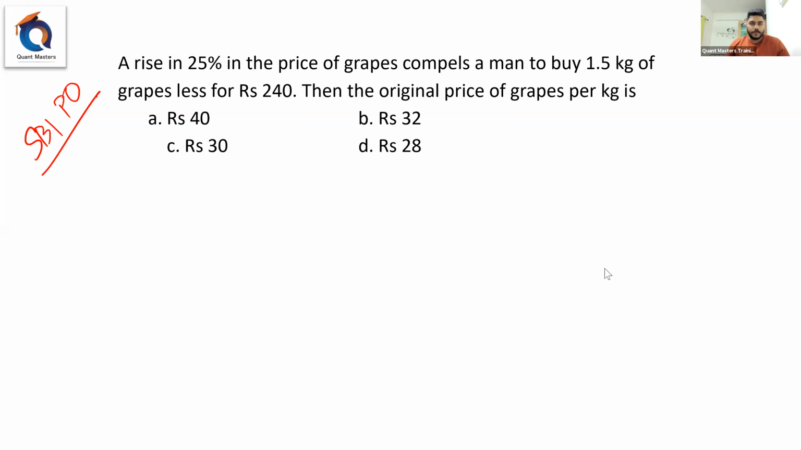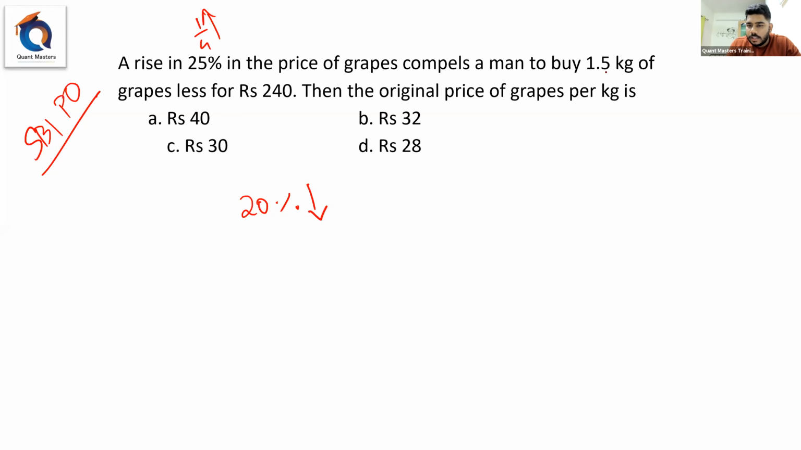Okay, technique, sir. I want to do it in one line. A rise in 25% price. Okay, if price is increasing by 25%, that is nothing but 1 by 4. Increase means the quantity should decrease by 1 by 5. 1 by 5 means 20% quantity should decrease.